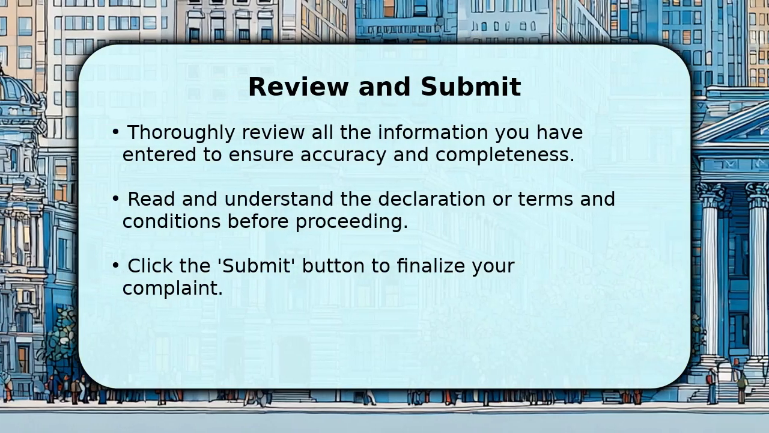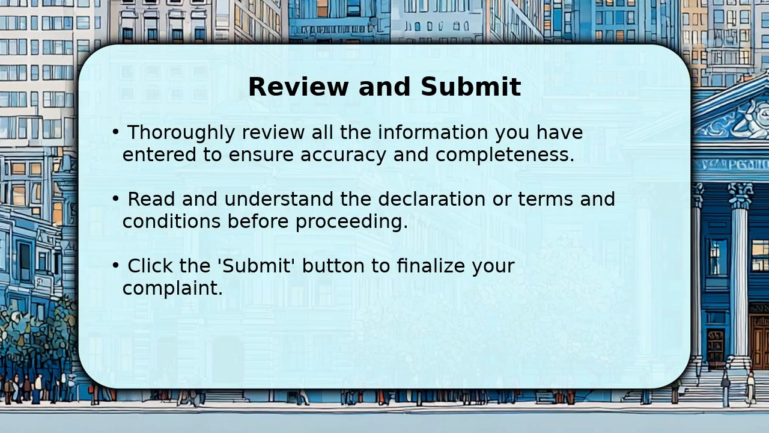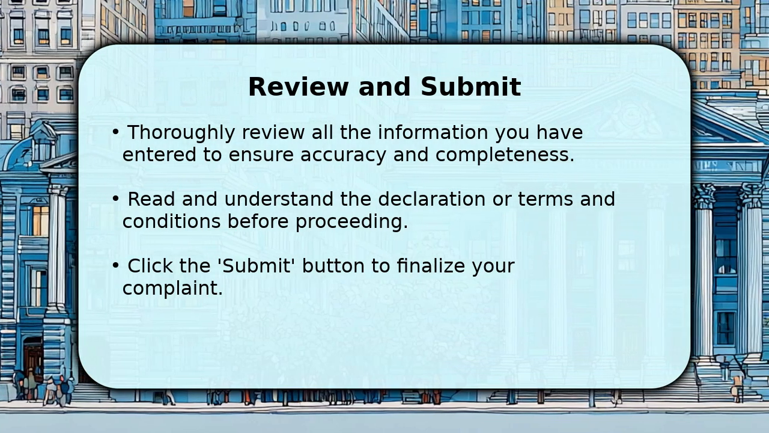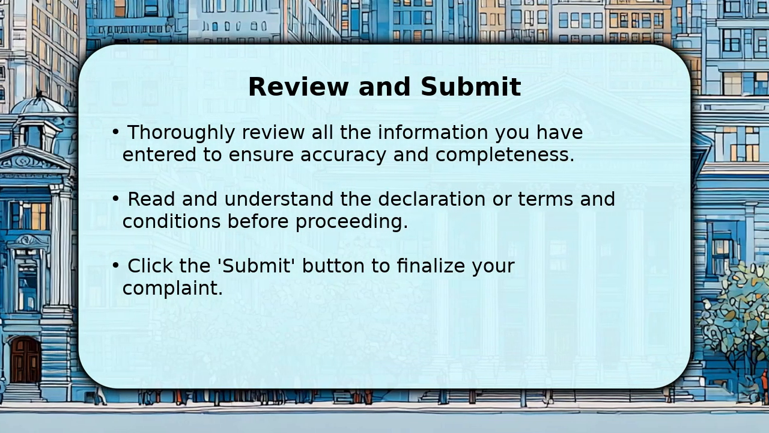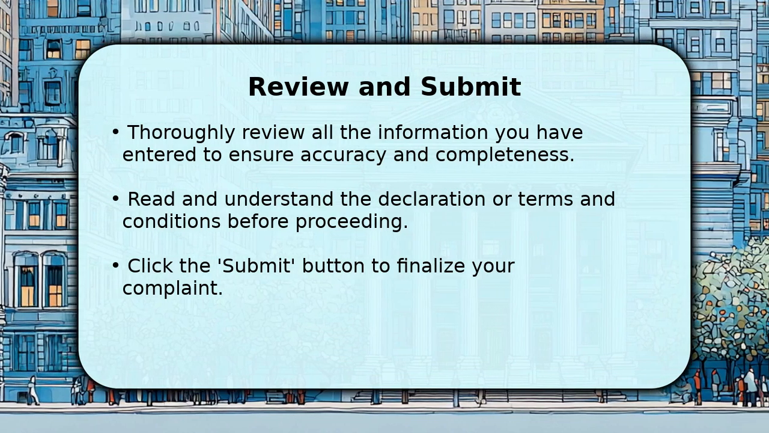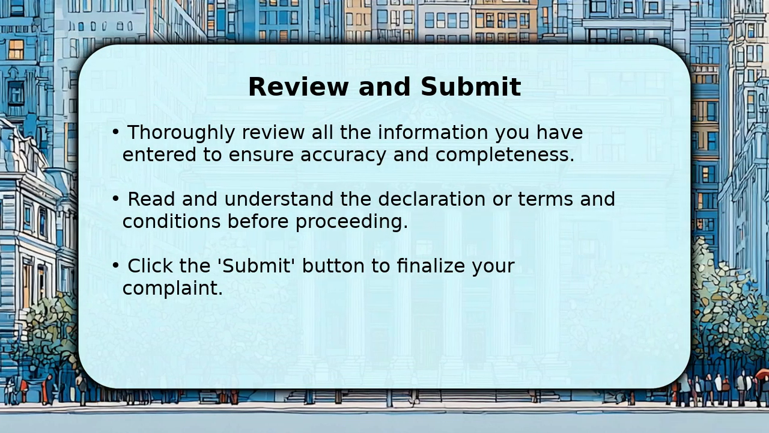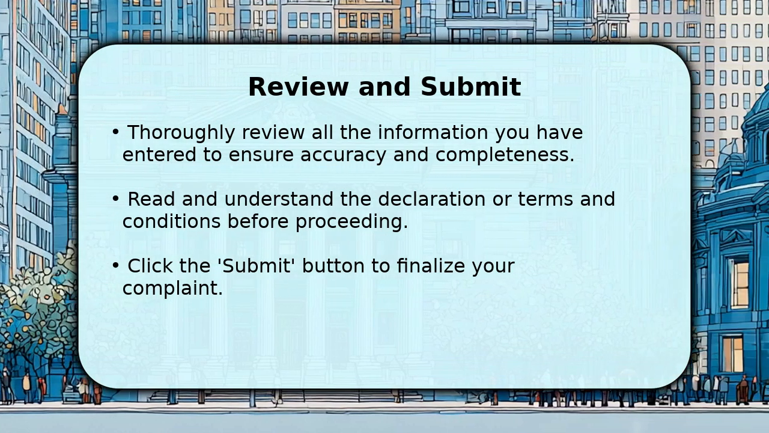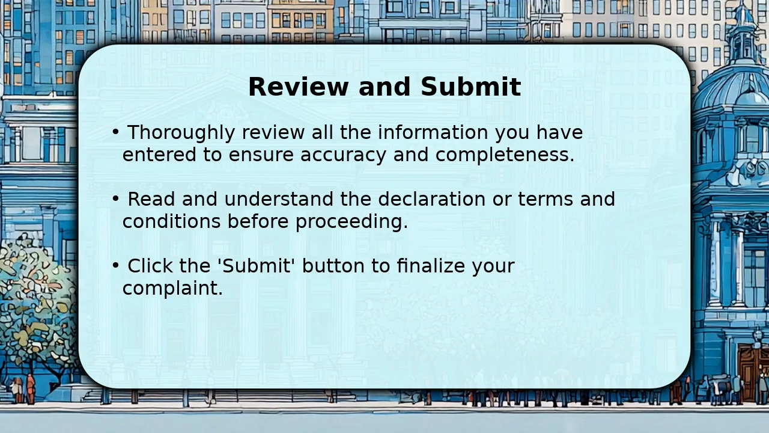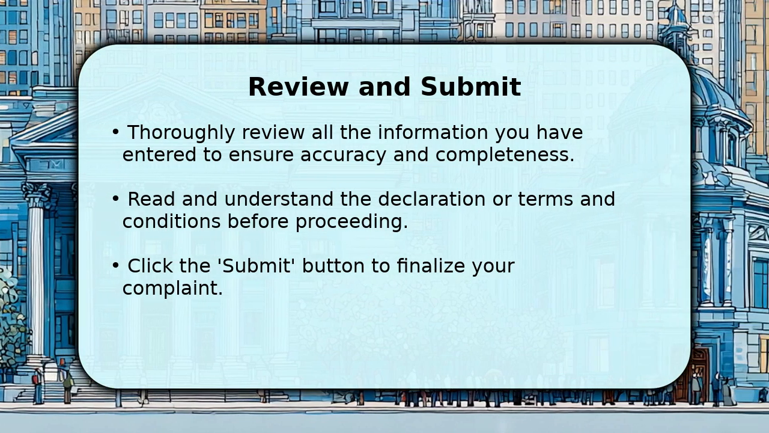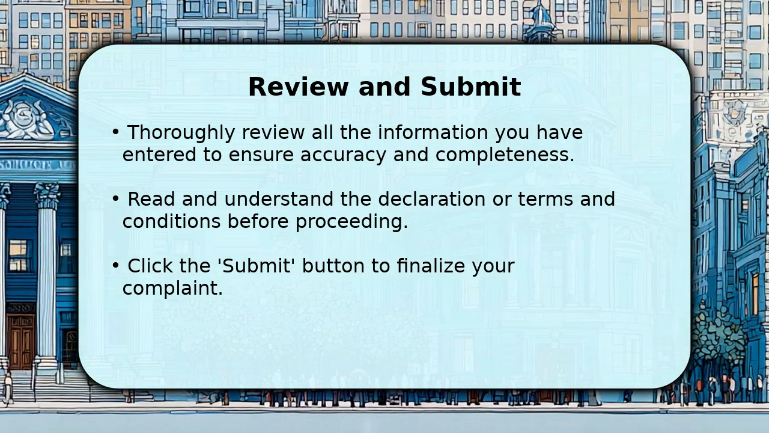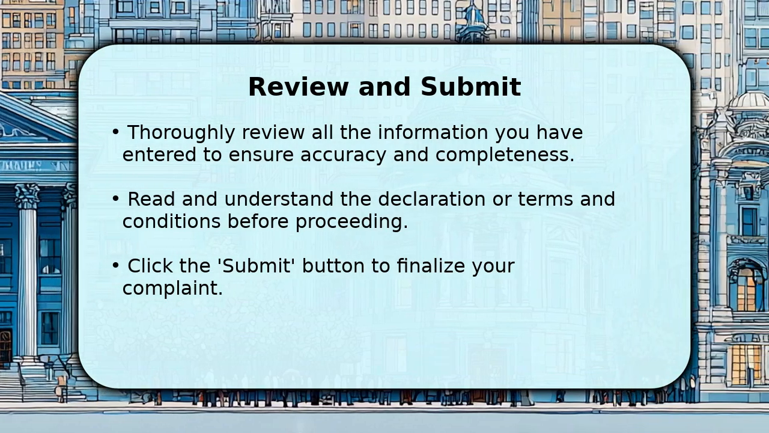Before you submit, take a moment to thoroughly review all the details you have provided, checking for any errors or omissions. Ensure your description is accurate and all supporting documents are correctly attached. Carefully read the declaration or terms and conditions, confirming your understanding and agreement. Once you are completely satisfied, click the Submit button to finalize your complaint. You will then receive a unique registration number, which is very important for future reference.